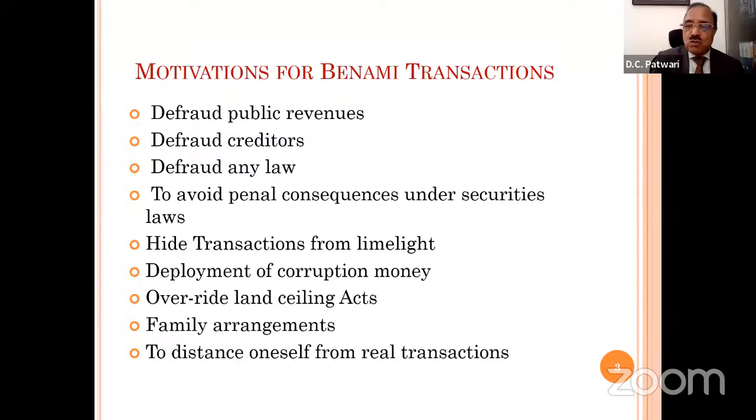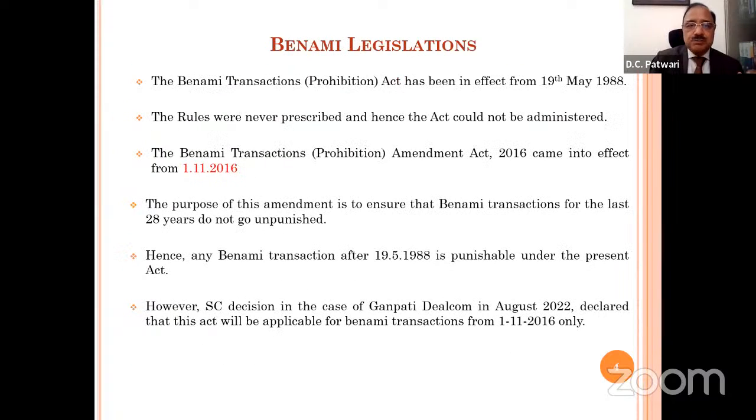Then, to distance oneself from the real transaction. A person does not want to face the consequences and the wrong effect of any transaction. Then one will do it in the Benami name so that if any negative thing comes, the Benamidar will face the consequence. So these are some of the motivations of Benami transactions.